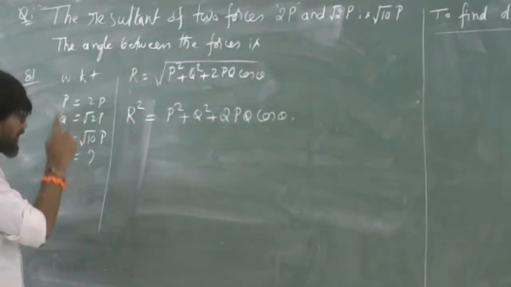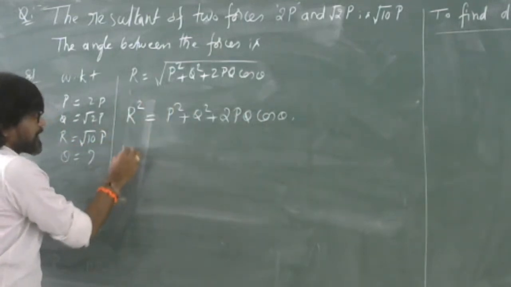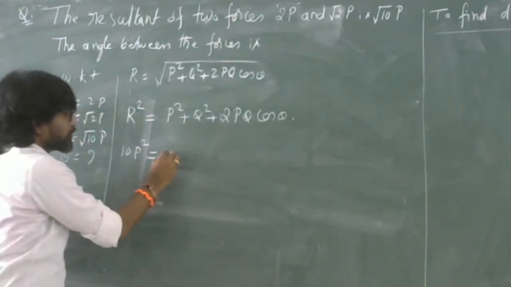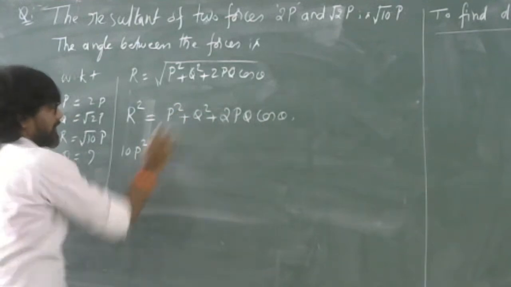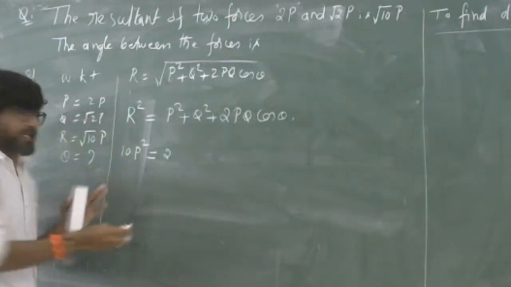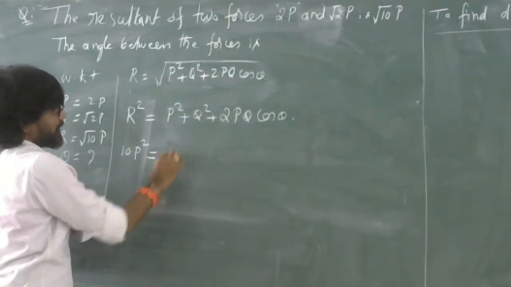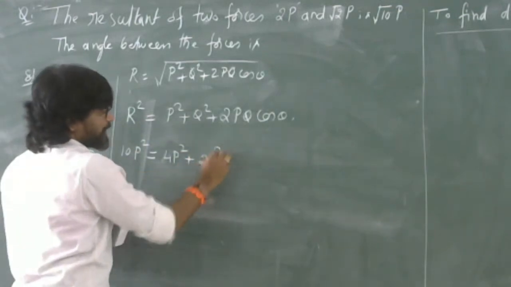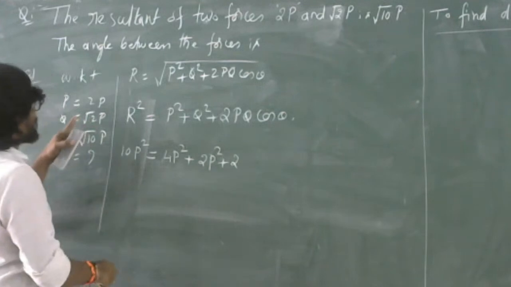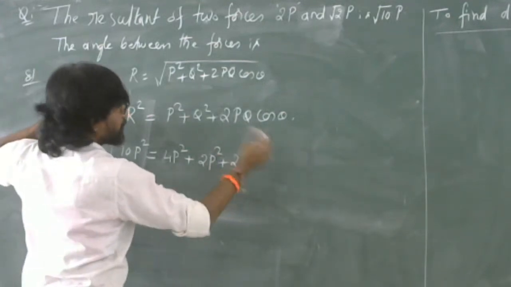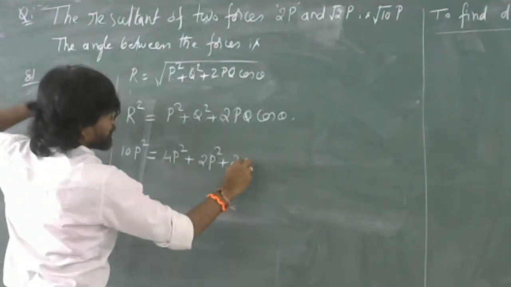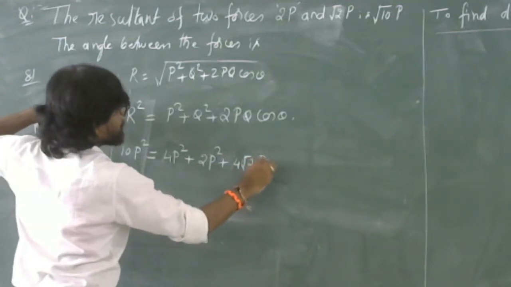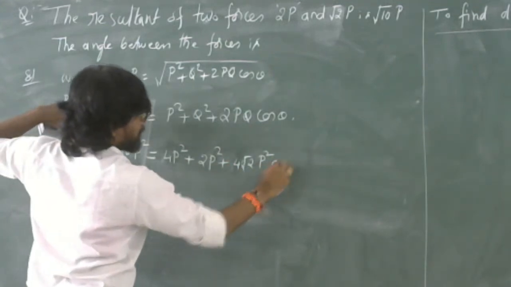Here R is root 10p, whole square is 10p square, equal to P is 2p, so 2p whole square is 4p square, plus Q is root 2p, whole square is 2p square, plus 2 into P into Q. P is 2p, into Q is root 2p, so 2 root 2, so 2 into 2, 4 root 2 p square cos theta.